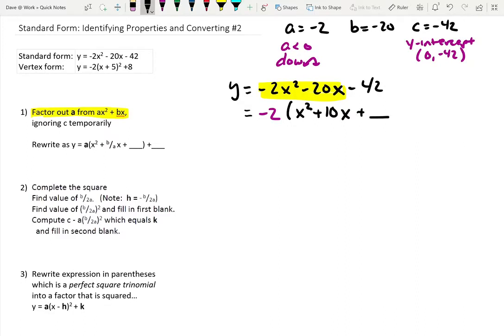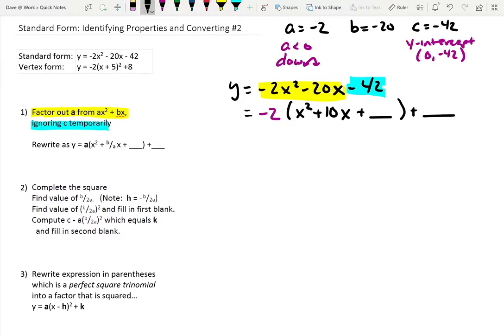Now, leave a blank here, leave a blank here. We're going to ignore C. So right now, this -42, just don't worry about it. We'll come back to it later. And as you can see, we've already done step number 1.